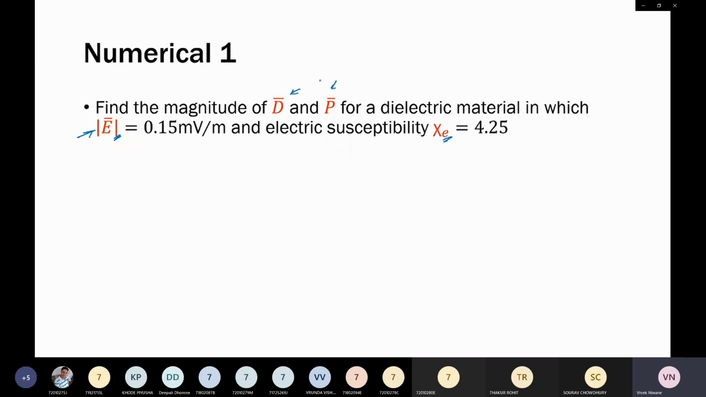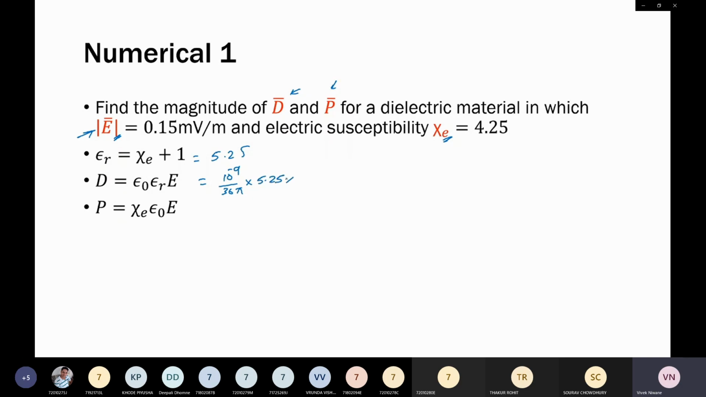So, a straightforward set of formulae. Epsilon r is equal to χe plus 1. This will give us epsilon r, and from there we can calculate D. And we have another formula to calculate the polarization, that is χe epsilon 0 E. So this is simple: 10 raised to minus 9 upon 36 pi into 5.25 into 0.15 into 10 raised to minus 3, and so on. The numerical is straightforward, you will have your answers.